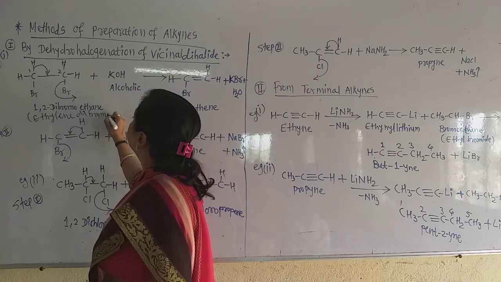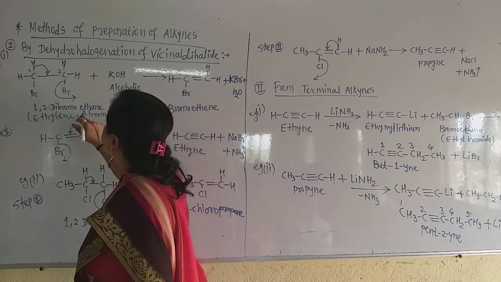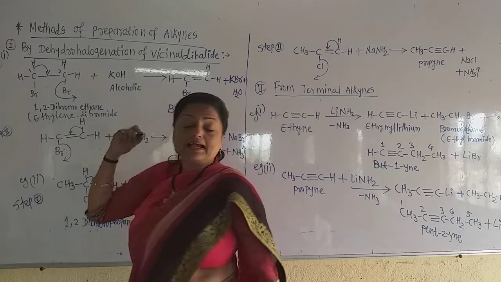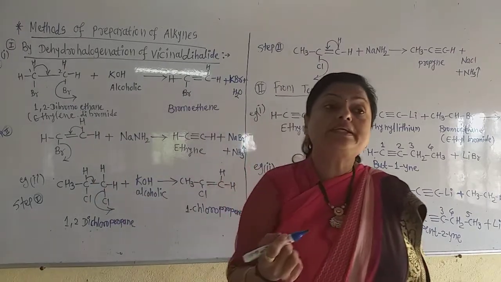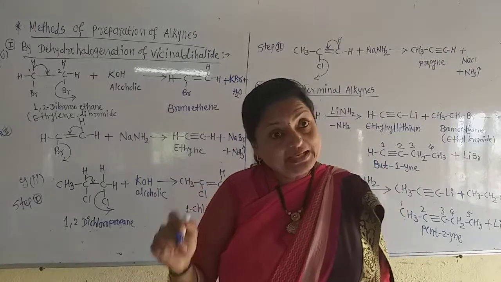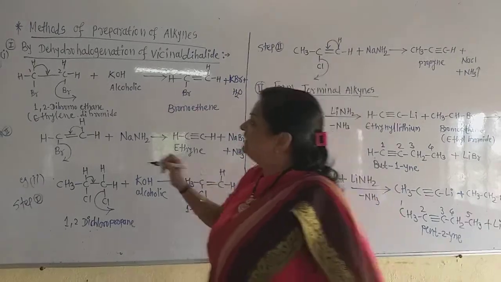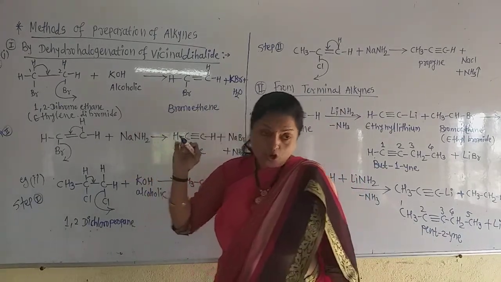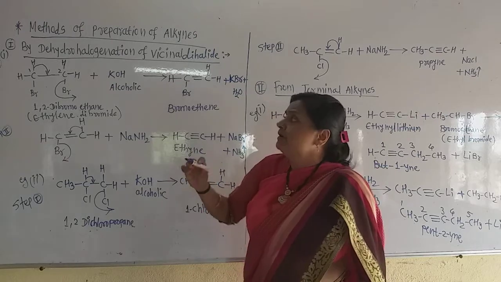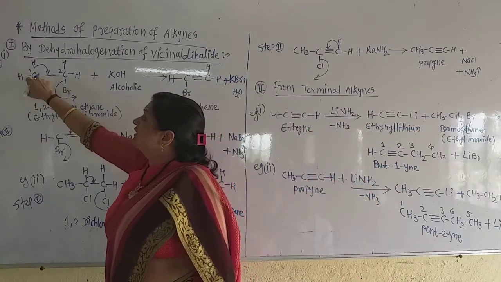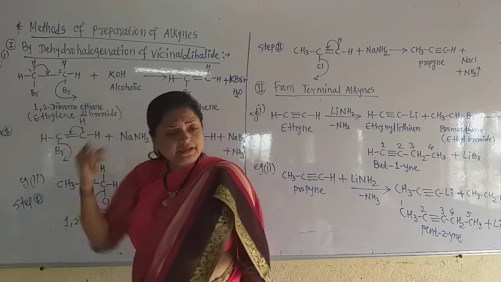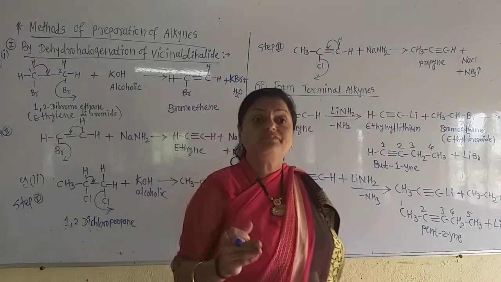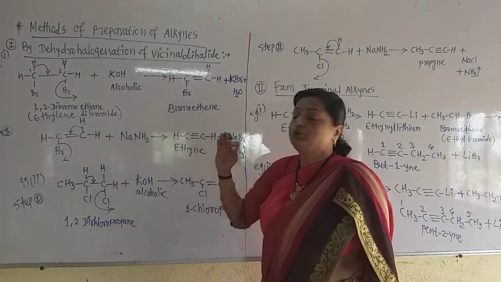I will tell you about the common names of vicinal and geminal dihalides also. Suppose this is a geminal dihalide, then the common name is ethylidene dibromide. But if it is the vicinal dihalide, then it is ethylene dibromide. That is the difference between the common names of vicinal and geminal dihalides. If both of these bromine atoms are present on this carbon, that becomes the geminal dihalide and its name will be 1,1-dibromoethane. But this is the vicinal dihalide, so the name is 1,2-dibromoethane.